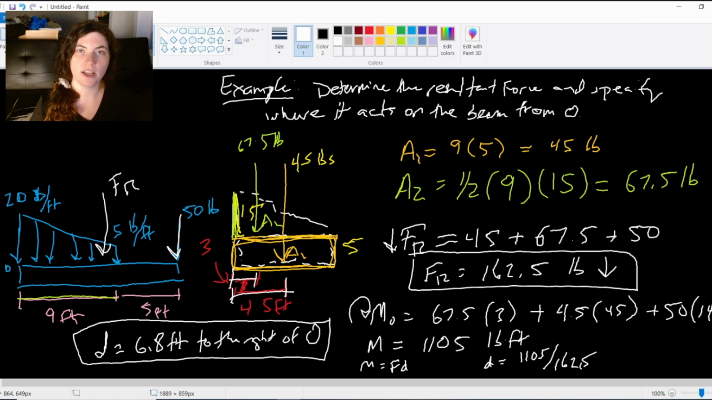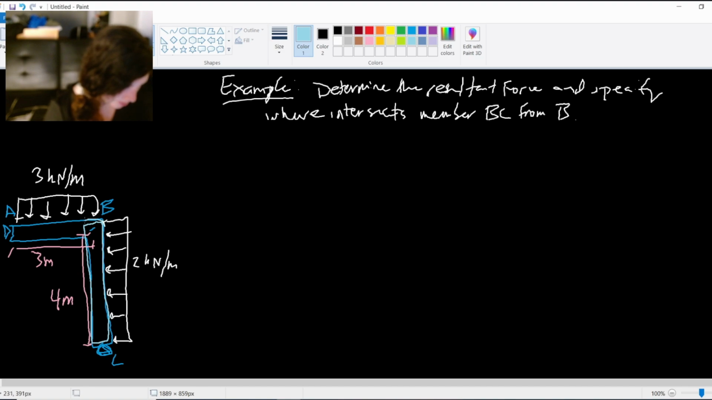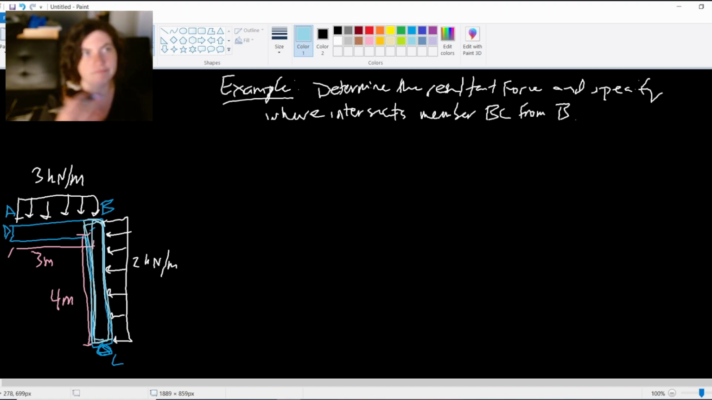So we'll look at one final example where we have loading not in just one direction. So far, all of our loading has just been downward in the y direction, but let's take a look at one where we have loading in the x and y direction. In this last example, it asks us to find the resultant force and specify where it intersects member BC. So that's this member right here. So where does it intersect the vertical portion of this little L-shaped beam here? Where does the resultant force interact with this?